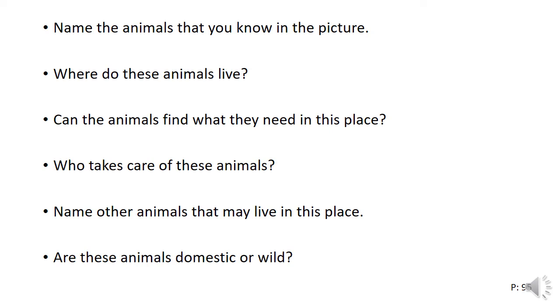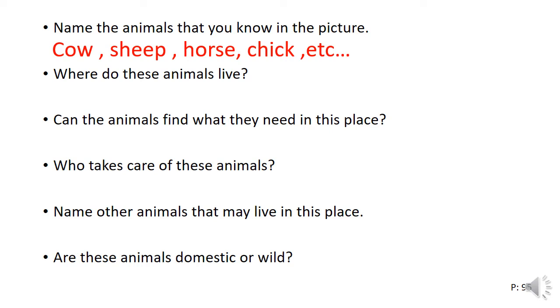Excellent. We have cow, sheep, horse, chick, goat, etc. So we can write cow, sheep, horse, chick, and etc. We have other examples maybe. Now, where do these animals live? We said the answer. Who lives on the farm? These animals. So where do these animals live? These animals live on the farm.